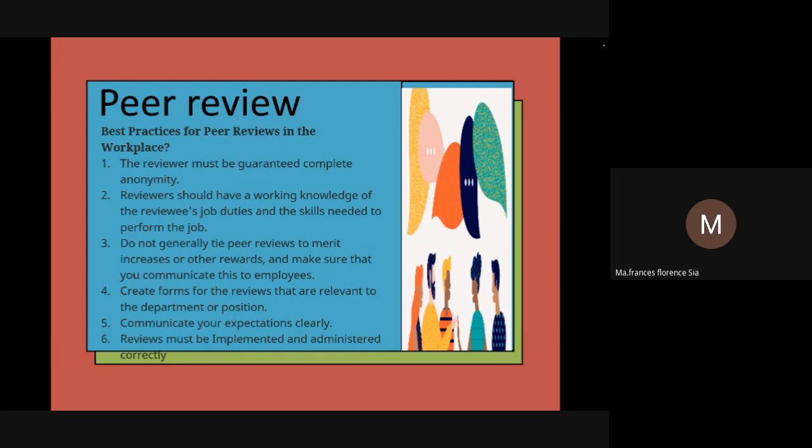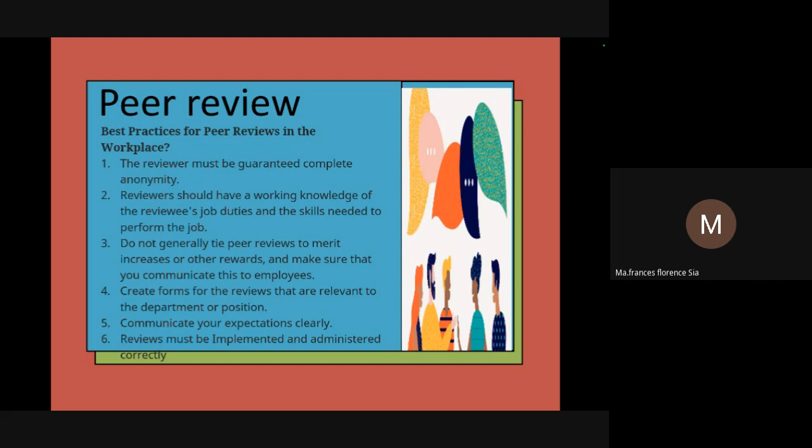So three, do not generally tie peer reviews to merit increases or other rewards, and make sure that you communicate this to employees. If employees feel that their raises depend on what their coworkers say about them, they might spend more time cultivating relationships than handling their duties.